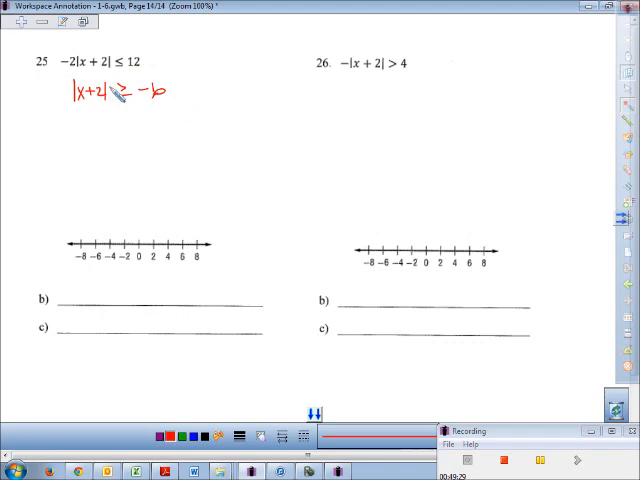Because absolute value will always turn out to either be 0 or a positive number, correct? So absolute value coming out greater than or equal to a negative, won't that always happen? So how many solutions do we get? All real, correct? All real.